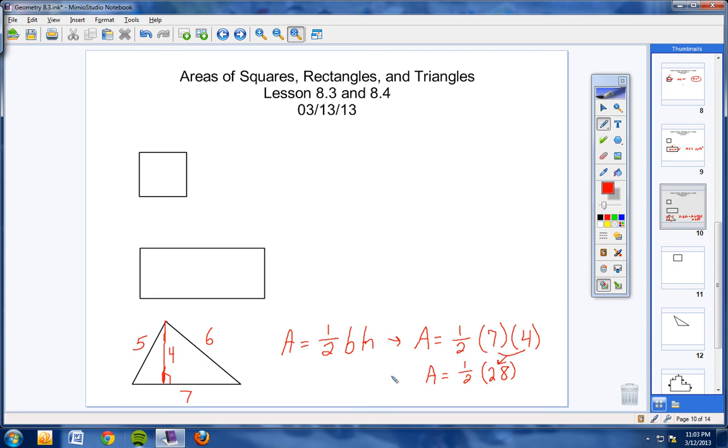And then, of course, 1/2 times 28 is 14. So your final answer is 14 square units, since I did not give you a certain unit to use. We'll just say 14 square units.